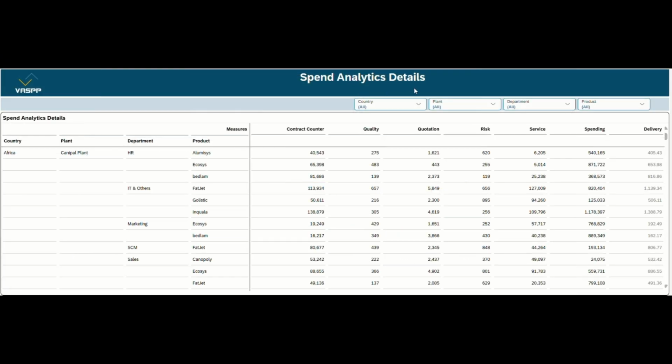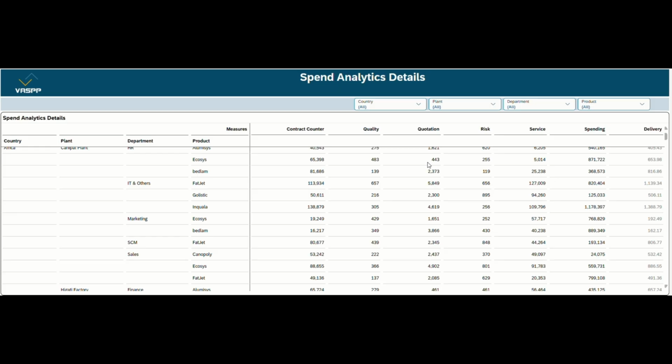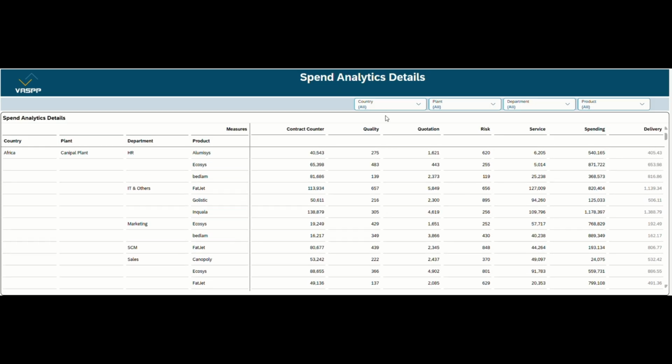This summary page provides a granular, real-time view of your organization's procurement and spend activity, broken down by country, plant, department, and product. It aggregates key operational and financial metrics, allowing business users to monitor, analyze, and optimize spending and supplier performance at multiple organizational levels. Let's see how this table empowers business users in their day-to-day decisions.